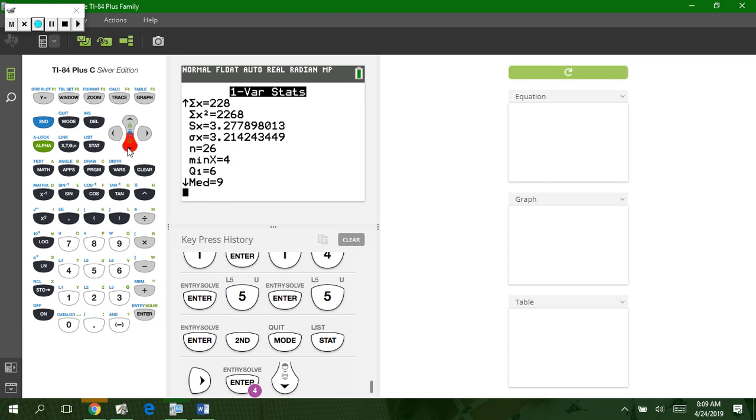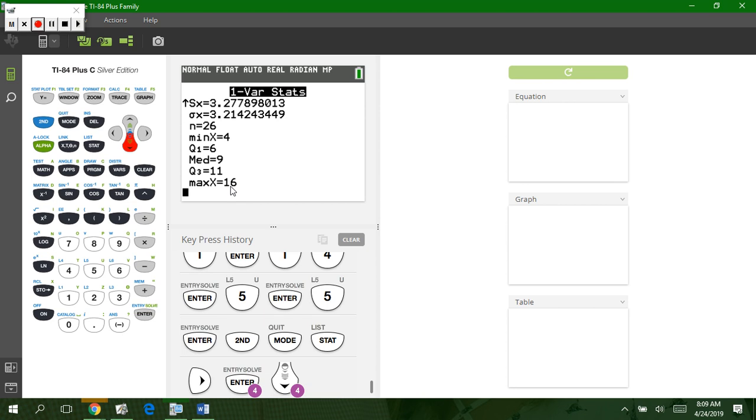But if I continue to push down, notice N tells me there were 26 elements, or 26 things we put in. The minimum number is 4. Quartile 1, which we're going to talk about in just one moment, is 6. My median is 9. My quartile 3 is 11. And my max is 16. So notice my median popped up for me, right? It was a 9. My X average pulled up. It was the X bar. Did you find your data as well?